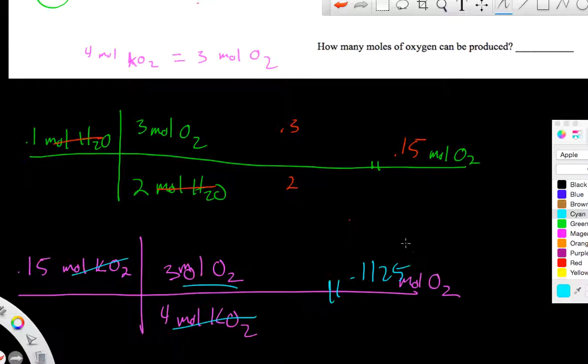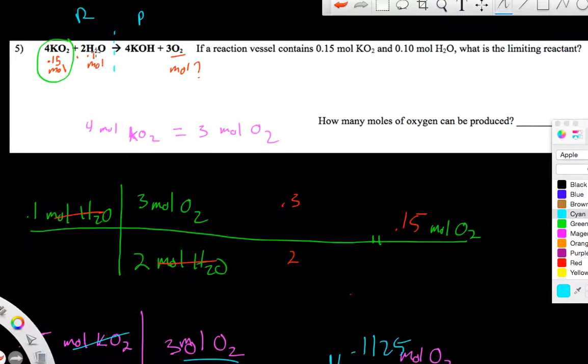So it turns out that I'm not going to be able to make this 0.15 moles of O2 because I'm going to run out of this KO2 before I get anywhere close to that. So what I'll be able to do is make 0.1125 moles of O2. At that point, all of my KO2 will be gone, and I'll have a little bit of leftover H2O. So in this case, the max amount of oxygen that could be produced would be 0.1125, and my limiting reactant in this case would be my KO2. So this one right here is my limiting reactant.